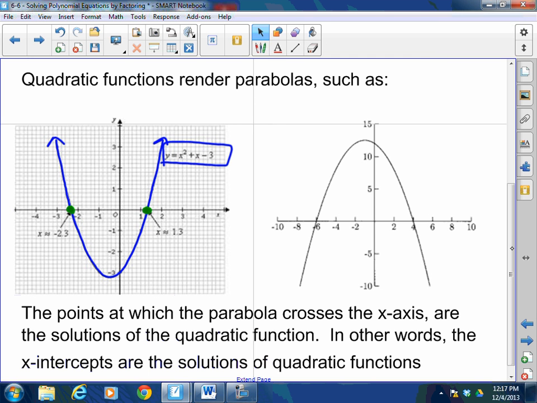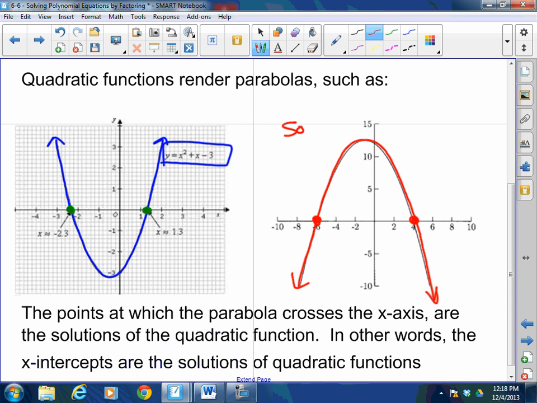So in this graph over here, this U is pointing down. You'll find out later on that it's pointing down because the a is negative. But it went through negative 6, and it went through positive 4. So the solutions of this quadratic equation are x equals negative 6 and 4. So when you graph a parabola, and it goes through that x-axis, those are the solutions.